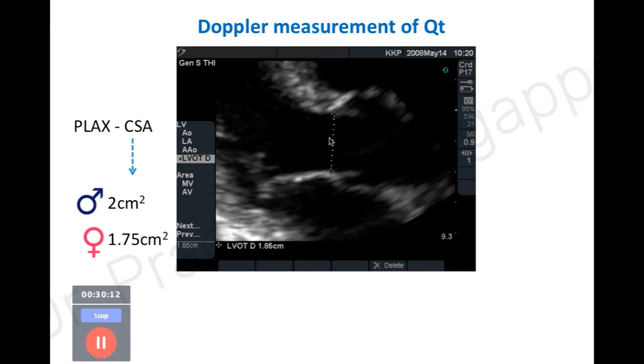You measure the diameter, and then your stroke volume is simply the left ventricular outflow tract cross sectional area. The cross sectional area is measured by 3.14 times the diameter divided by 2, squared. I'll show you the formula. You calculate the left ventricular outflow tract cross sectional area times the left ventricular outflow tract velocity time integral. Once you have stroke volume, cardiac output is simply stroke volume times heart rate. You get the heart rate from the patient or from the monitor, and then you multiply. This is the easiest way to calculate cardiac output at the bedside.